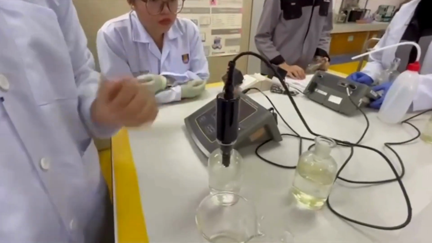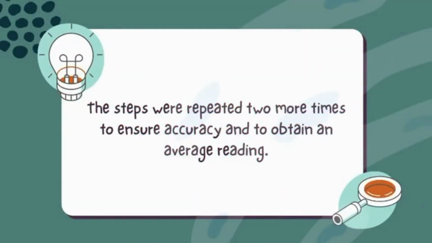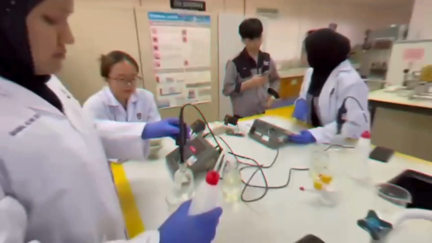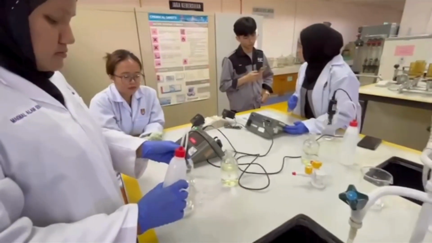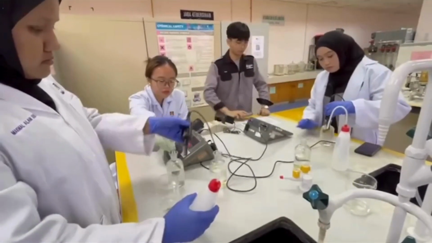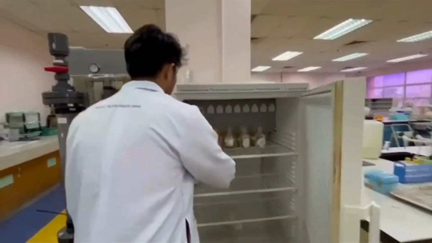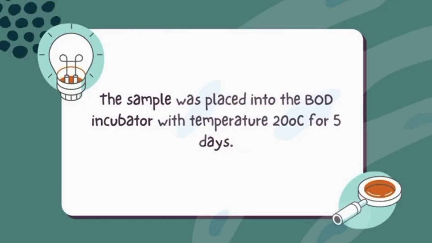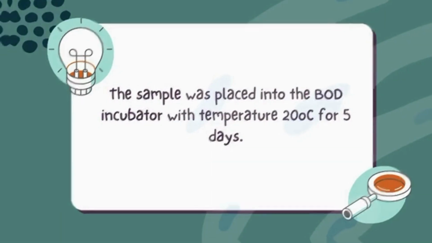sample and test again. The steps are repeated 2 more times to ensure accuracy and to obtain an average reading. Then clean the DO meter probe using distilled water. Take the sample to the BOD incubator. The sample was placed into a BOD incubator at a temperature of 20 degrees Celsius for 5 days.